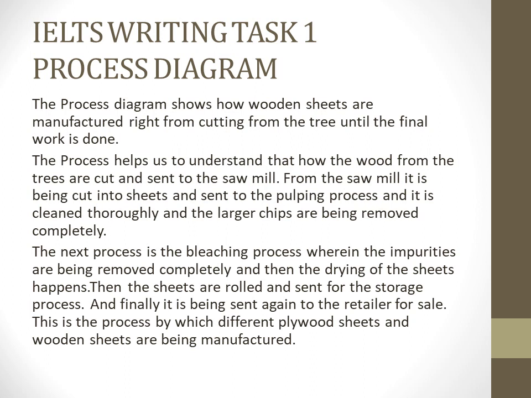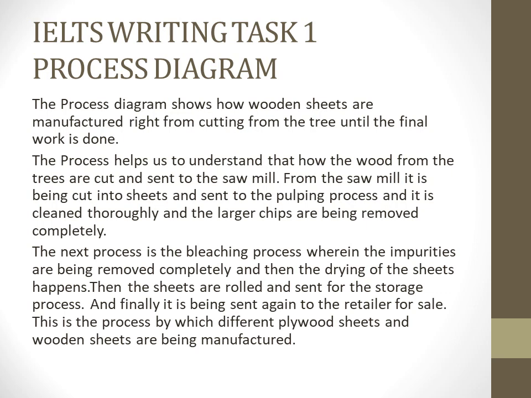Now moving on to body paragraph 2, the next process is a bleaching process wherein the impurities are removed completely, and then the drying of the sheets happens. Then the sheets are rolled and sent for the storage process, and finally they are sent to the retailer for sale. This is how different plywood sheets and wooden sheets are manufactured, and this is the process involved. So I've written about 150 words in total, and this is how you have to understand and write it on the day of the examination.